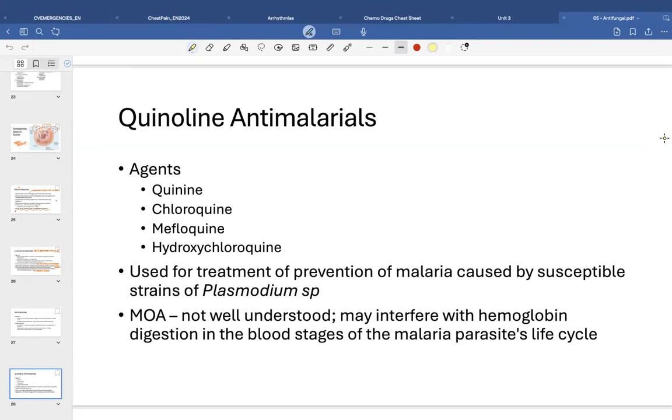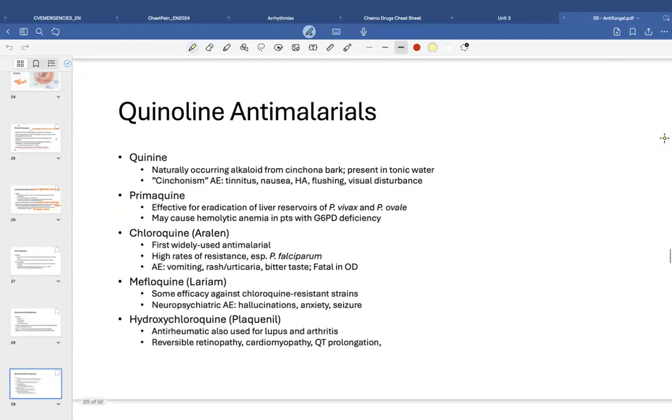Okay. So anyway, these agents can interfere with hemoglobin digestion. Basically, the Plasmodium has this very specific life cycle where it digests hemoglobin for energy, and the quinoline agents can interfere with that. There's a few specific things here. Quinine is kind of the prototype agent. This is an alkaloid that comes from a plant called cinchona bark. If you drink tonic water from mixed drinks, it contains natural quinine.